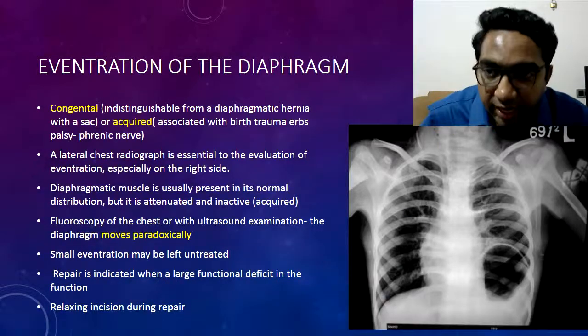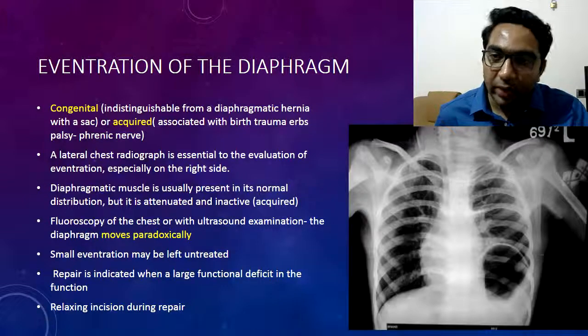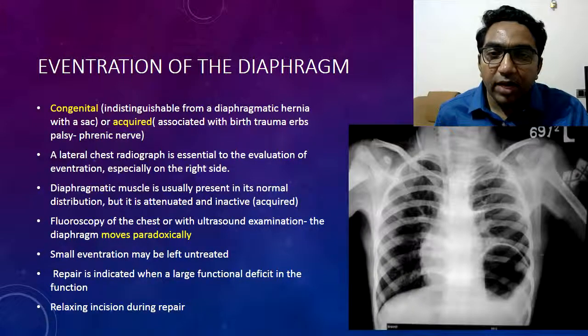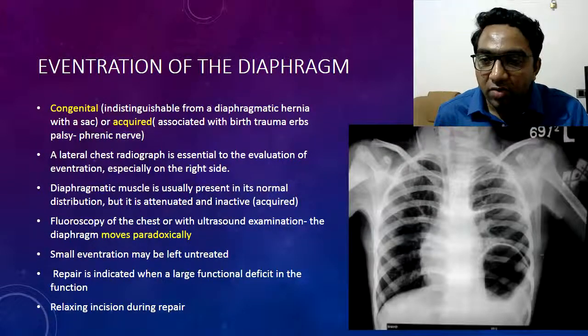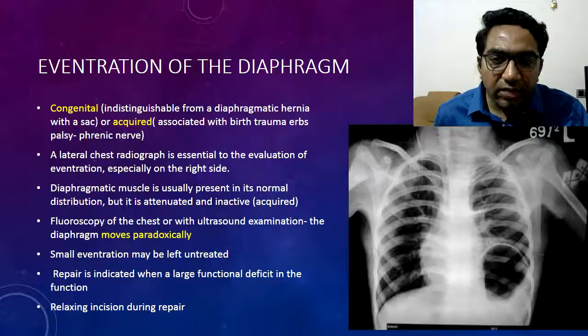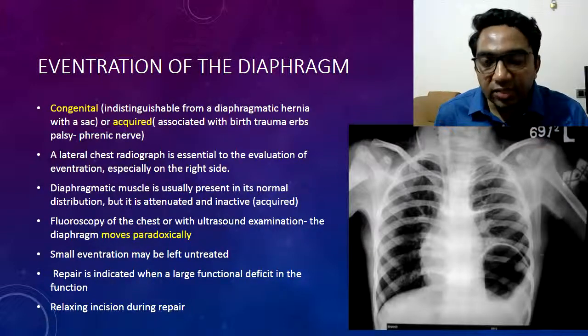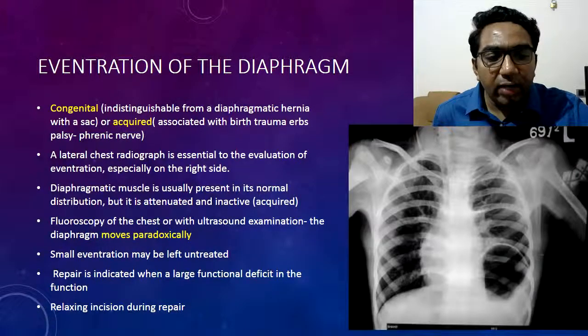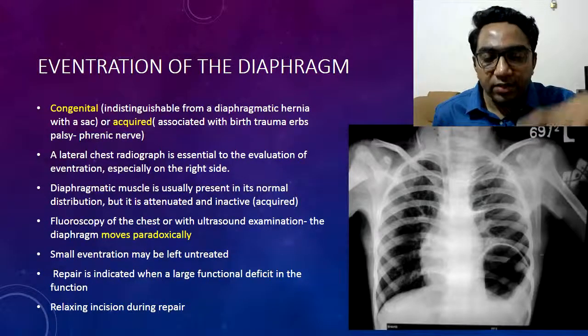A word about the eventration of the diaphragm. Eventration of the diaphragm can be congenital or acquired. When congenital, it is indistinguishable from a diaphragmatic hernia with sac, and when acquired, it is associated with birth trauma like Erb's palsy or phrenic nerve injury. Eventration of the diaphragm is like a nerve injury which results in atrophy of the diaphragm. Even though all the layers of the diaphragm are present, it will be very thin. The muscle will be very thin, so the diaphragm appears to jet out into the thorax because it has no tone at all. It has no muscle at all.